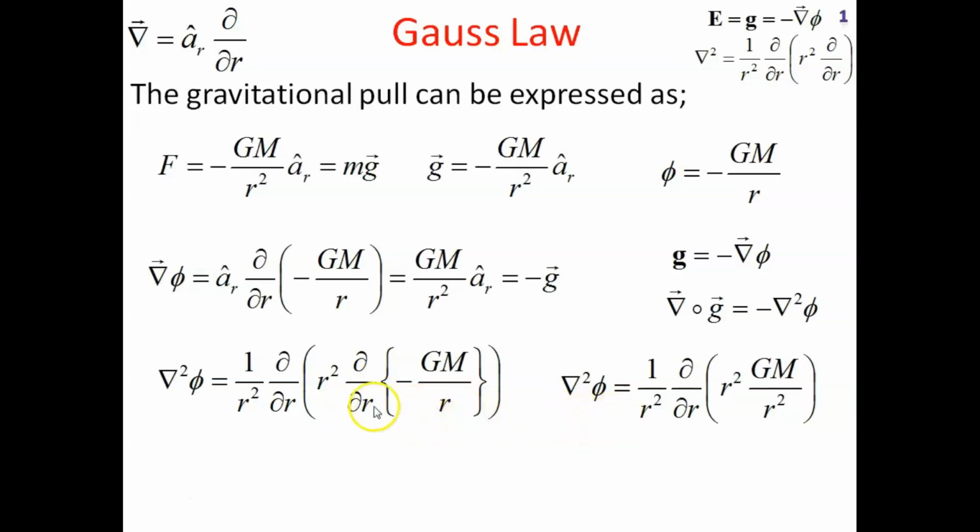and you will realize that the derivative of minus 1 upon r with respect to r will be 1 by r square, and we are left here in the bracket with a term r square into GM upon r square. Now del square phi is equal to 1 upon r square partial derivative with respect to r.